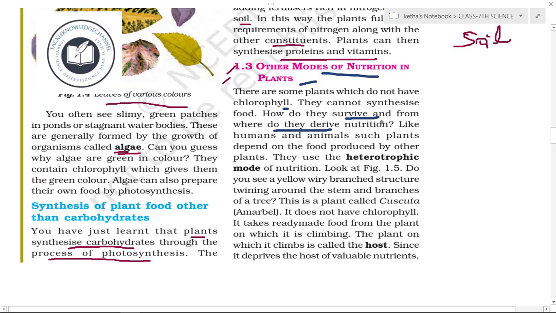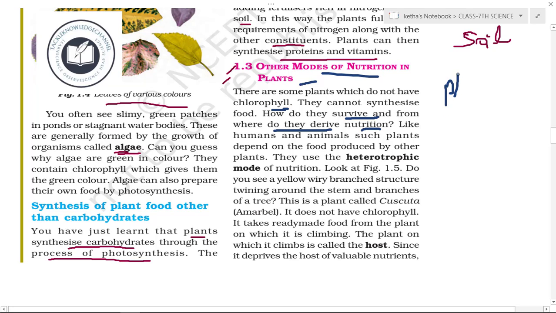How do they survive and from where do they derive nutrition? This is the question. Like humans and animals, such plants depend on the food produced by other plants.